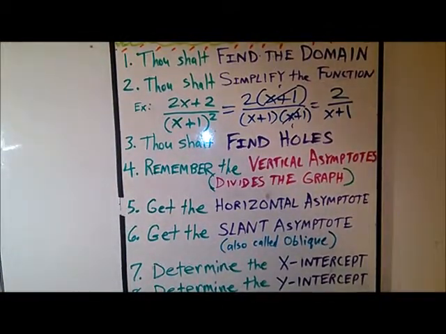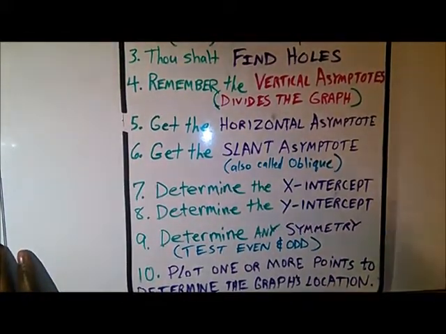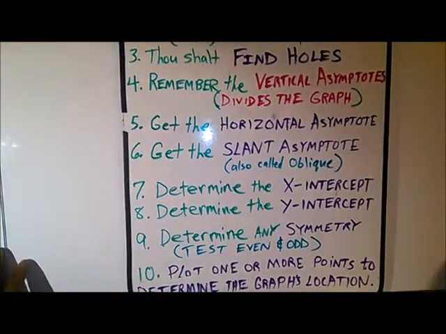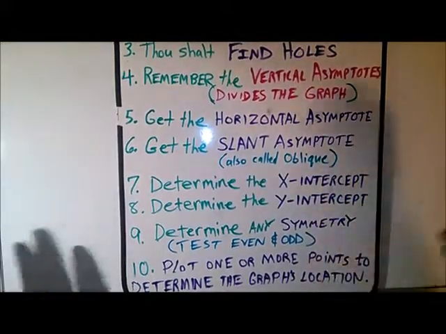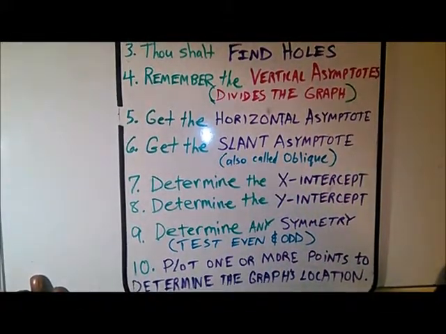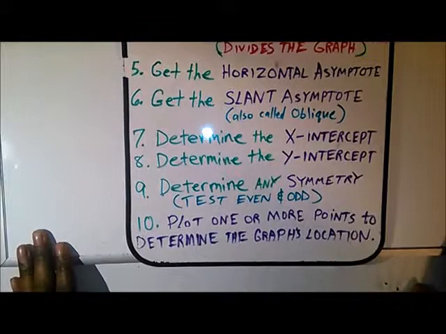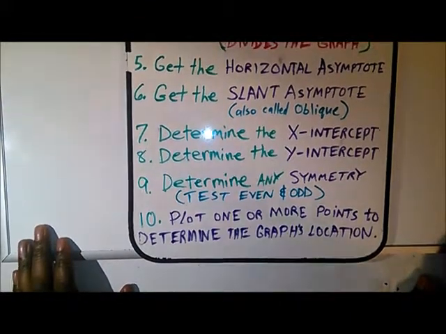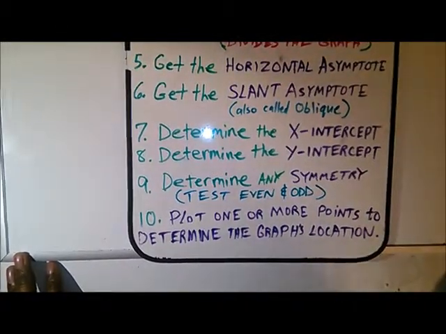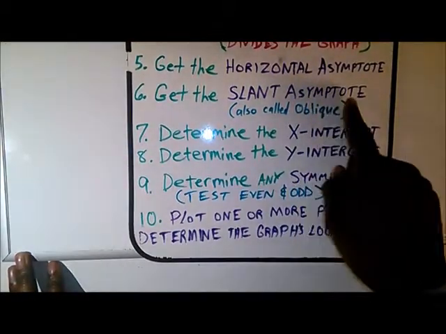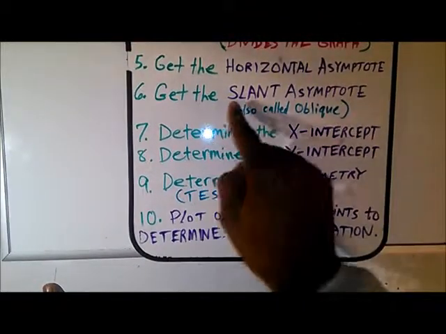The next commandment is thou shalt find holes. I'll explain to you what that is later. Next commandment is remember the vertical asymptotes. They divide the graph. Fifth commandment. Get the horizontal asymptote. Sixth commandment. Get the slant asymptote. It's also called the oblique asymptote in some textbooks. But get the slant asymptote.